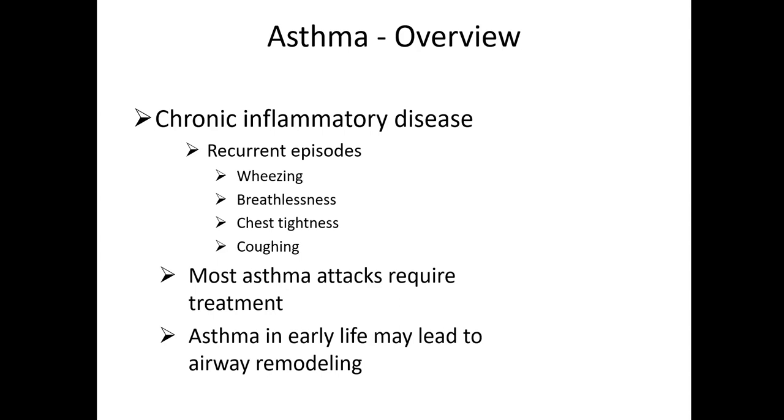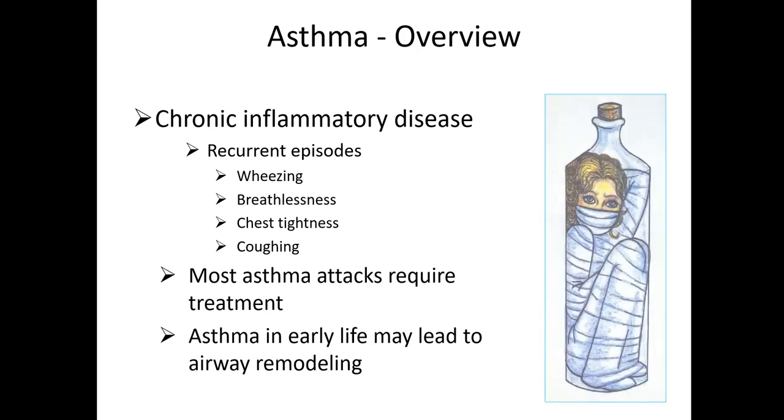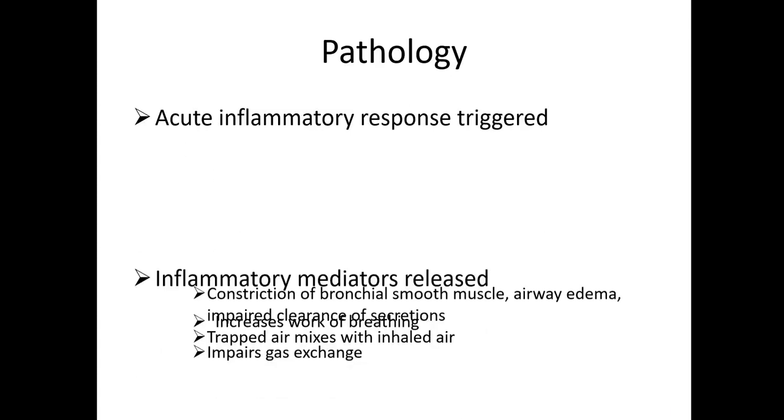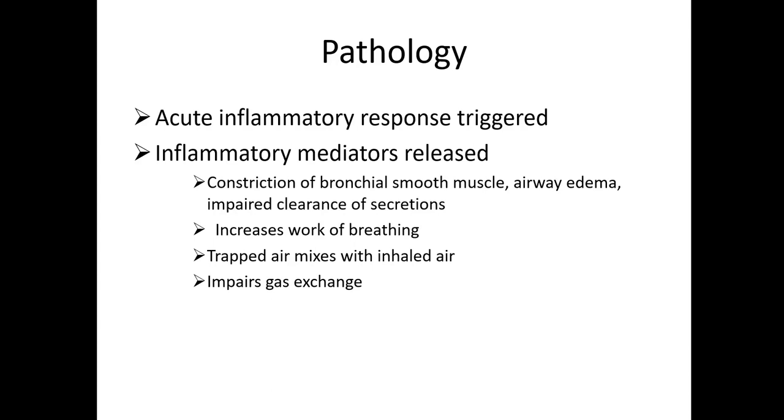Asthma in any life might lead to airway remodeling. It might affect their airways. This is how a patient that has asthma looks like. They feel like they're trapped. That chest tightness, they feel like they're squeezed. It's not expanding. Pathophysiology: acute inflammatory response, inflammatory mediators released, causing impaired airway clearance.